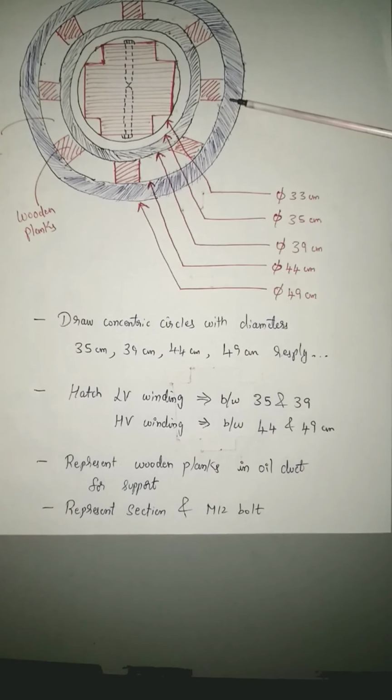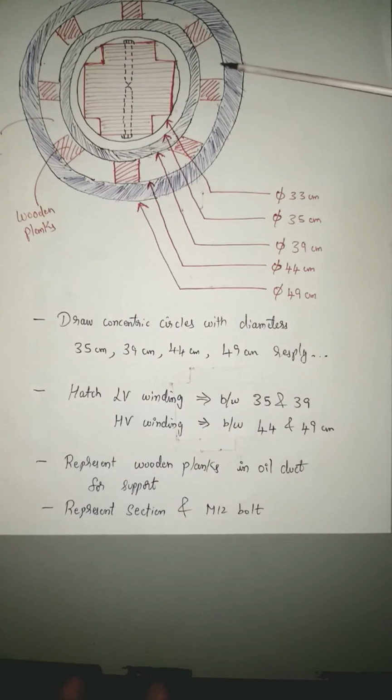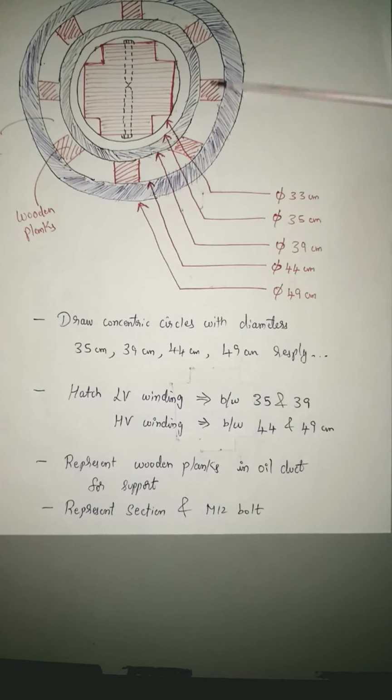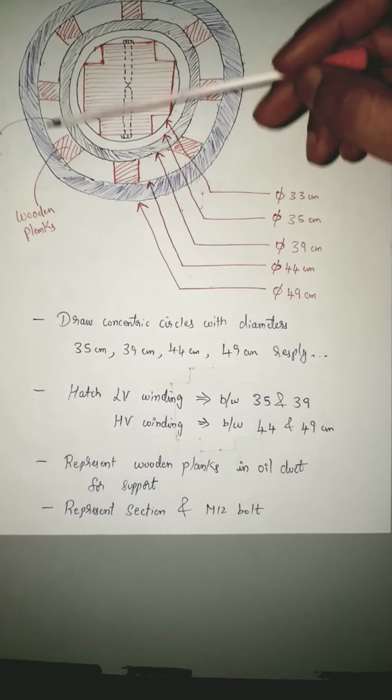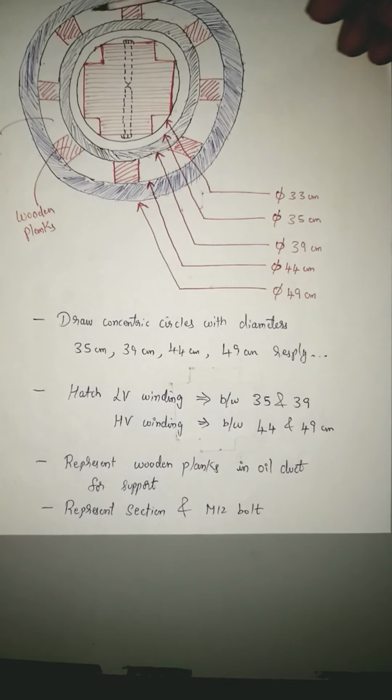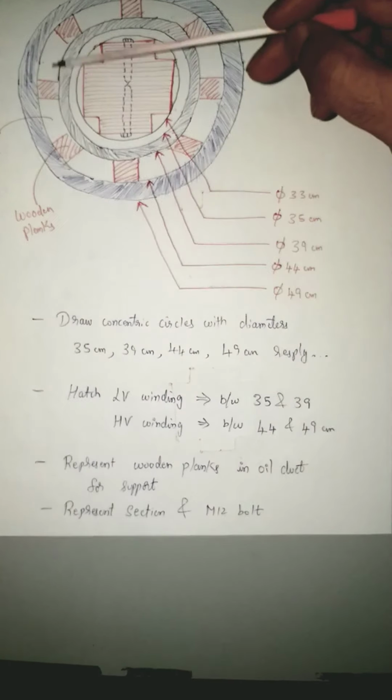Next, represent wooden planks in the oil duct for support purpose. This part that you are seeing here, between LV and HV winding, you will be having insulation. In larger power transformers, basically, there will be an oil channel or oil duct, which acts as an insulator and also for cooling purpose. So in order to hold them firmly, you need wooden planks. Wooden planks will be placed at regular intervals in this section. So I have represented, say, 1, 2, 3, 4, 5, 6, 7, 8 wooden planks.